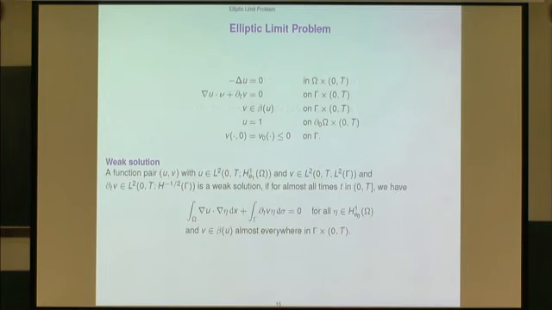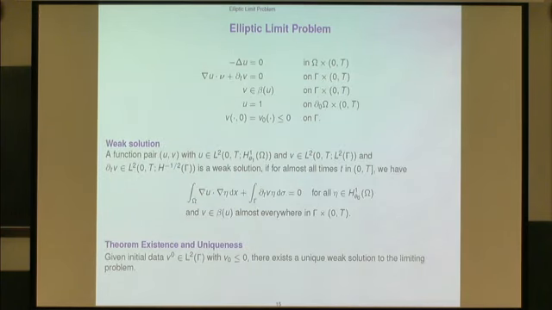So this is the elliptic limiting problem we get to, and I'm going to denote by a weak solution to this problem a pair u, v in these spaces such that for almost all times t in (0,T) we have this weak formulation satisfied and v is in beta of u almost everywhere. And so given initial data v0 in L2 that's negative, we can show there exists a unique weak solution to this limiting problem here.